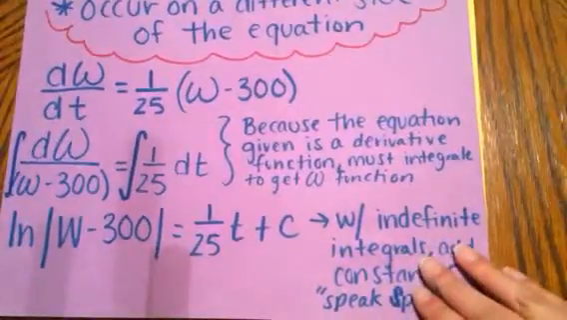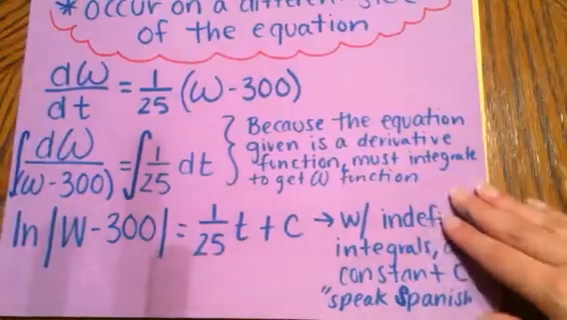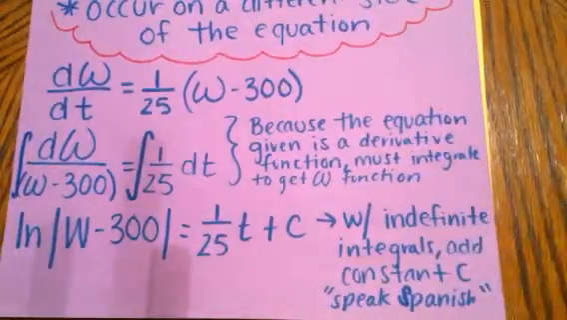We have to take the integral here because the equation given is a derivative function and we must integrate to get the W function, because we want to look at the W function. That's what we're trying to solve for. So by taking the integral, we are able to solve for W.